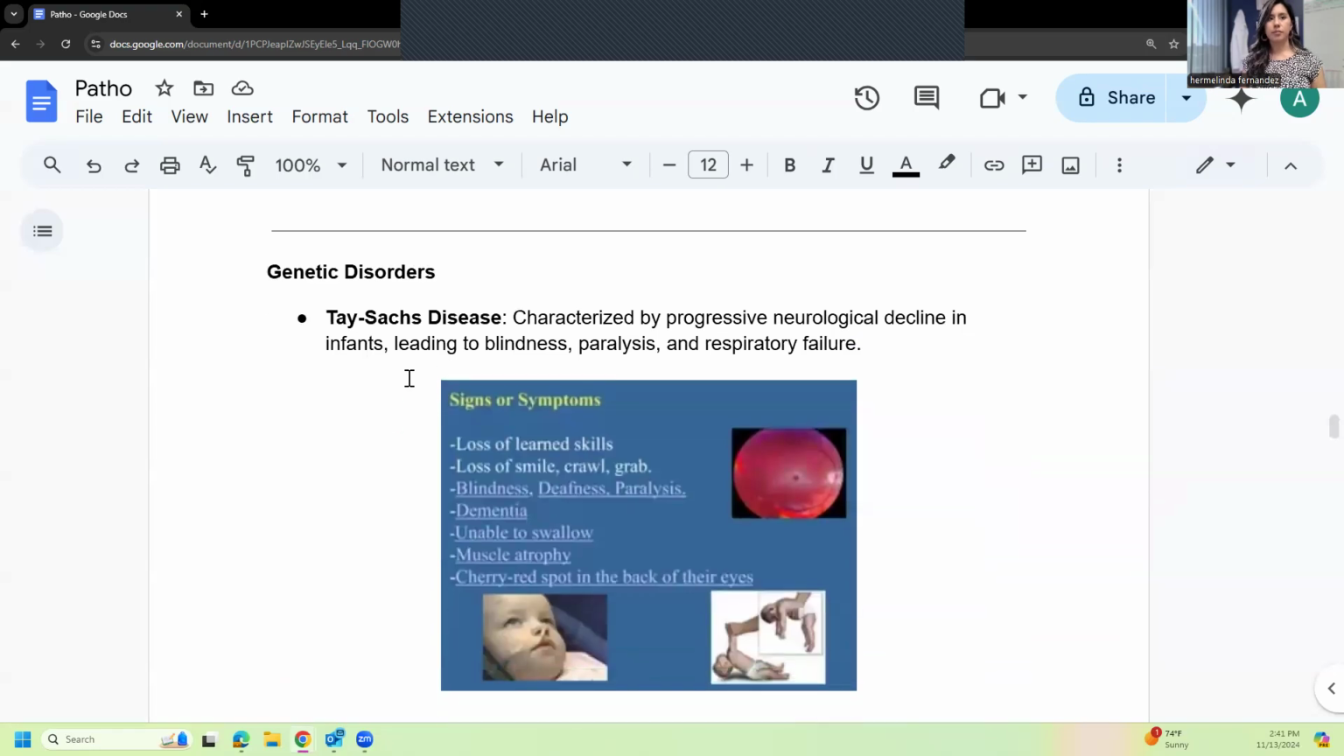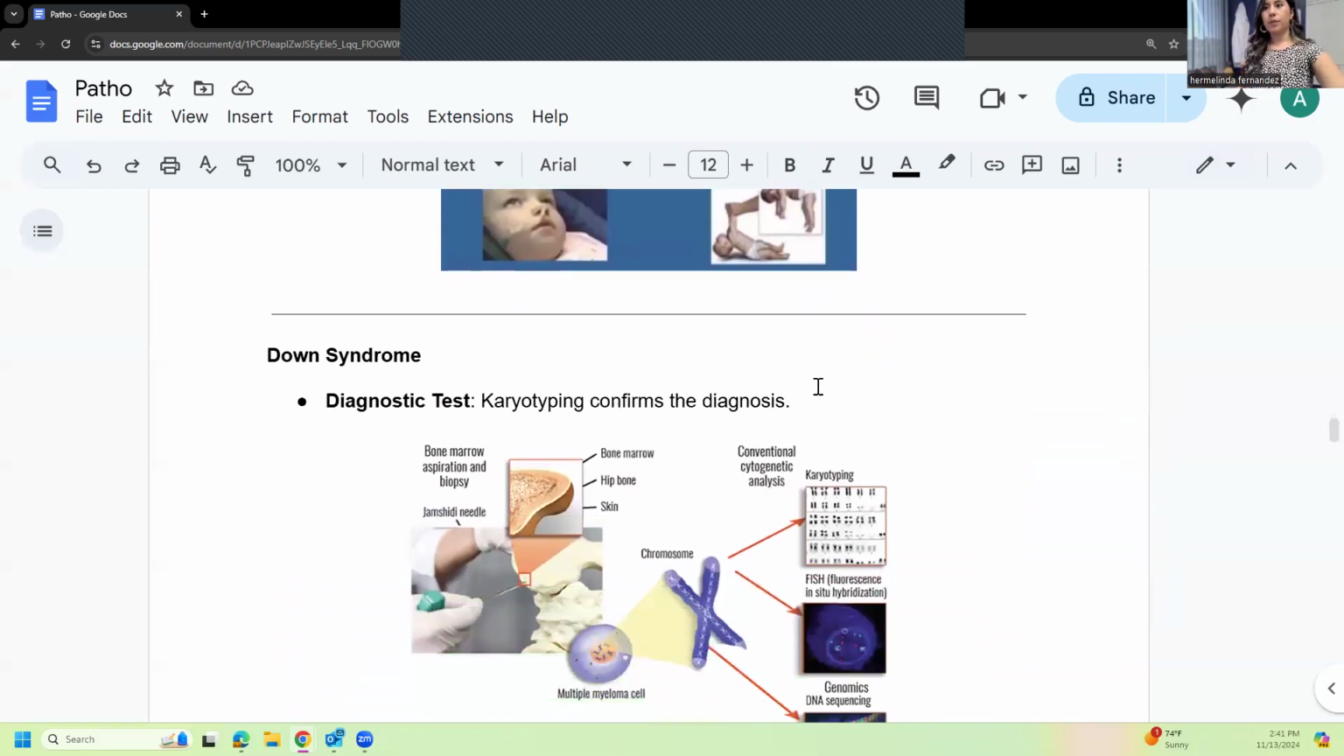Genetic disorders. So Tay-Sachs, this is a devastating disease. This is found in infants, leading to progressive neurological decline, such as blindness. It is usually confirmed with a test called karyotyping. In class, we spoke about this being a little bit like an X-ray of your chromosomes. So you can see all the abnormalities there, okay?